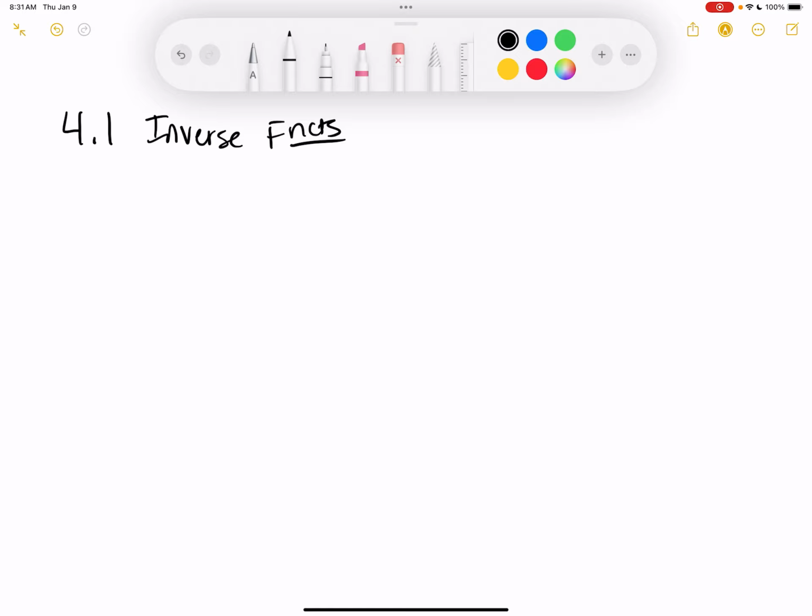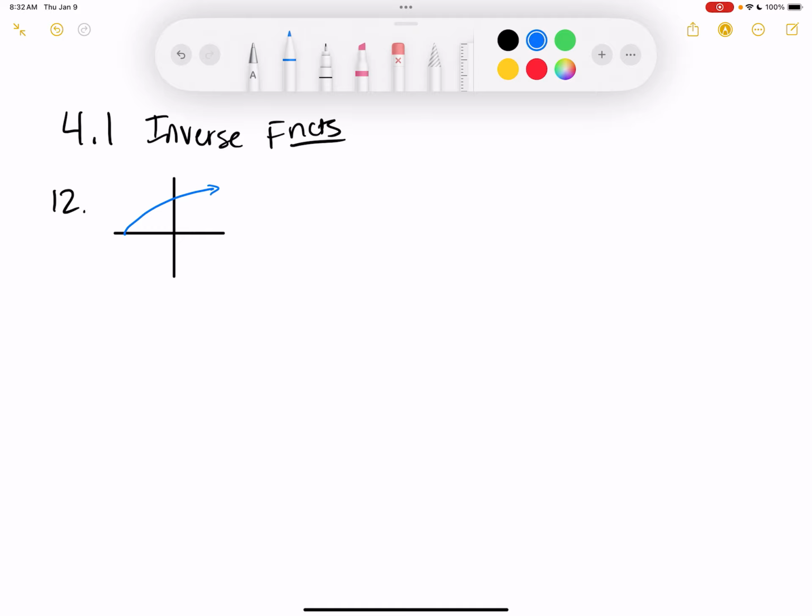So the first problems give us a graph, and they want to know if it's one-to-one or not. So 12, they give us this graph that looks something like this. It's kind of arced. There we go. It's a square root function.